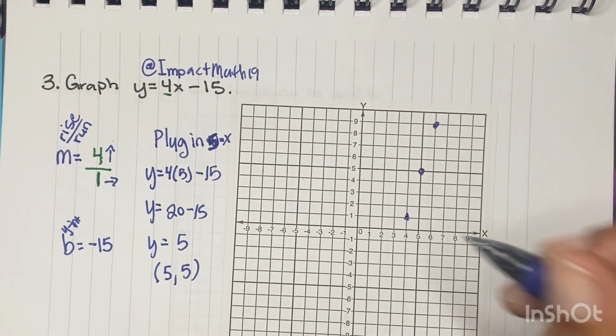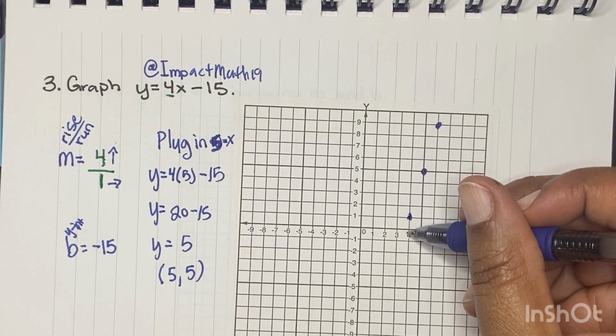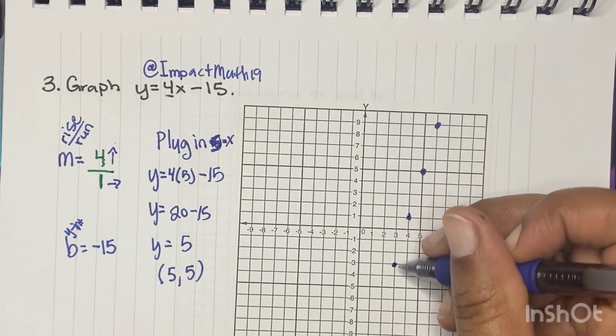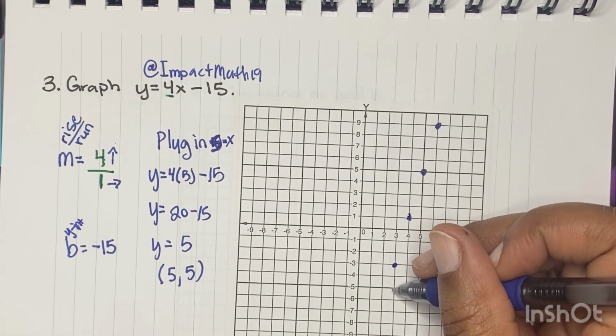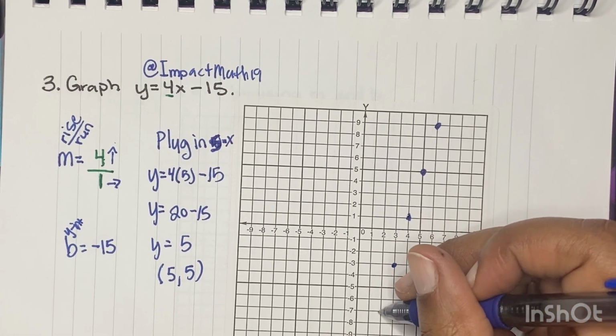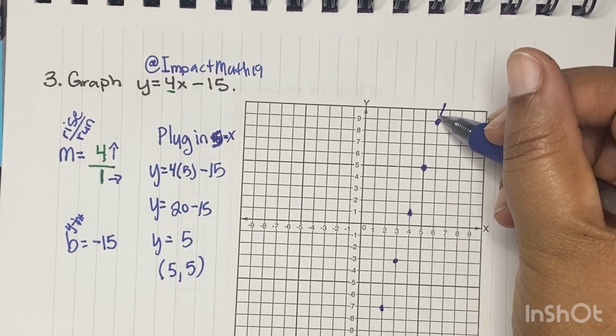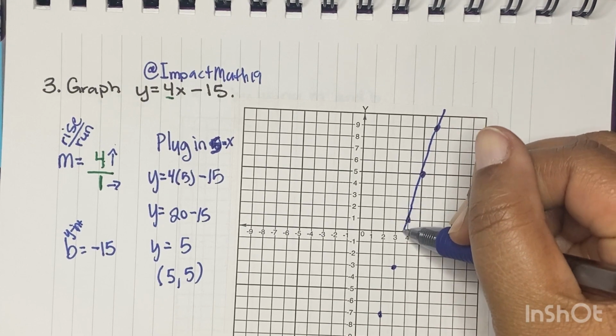1 point. Let's do it again. 1, 2, 3, 4. 1 to the left. 1, 2, 3, 4. 1 to the left. And then we have our beautiful line.